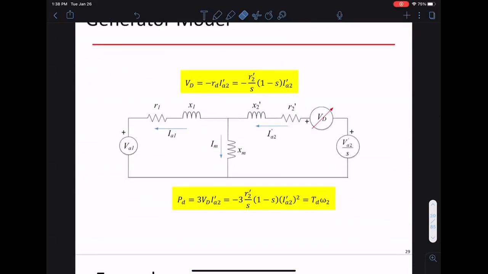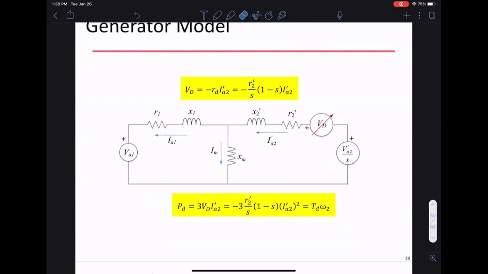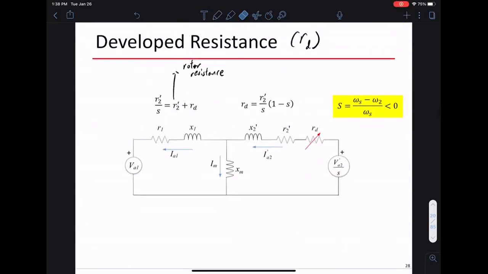So again, this is our generator model. For our generator model, RD is less than 0, so this is a negative resistance. Being a negative resistance is fine mathematically; you can still do all the calculations you want. But it's often more convenient to not think of it as a negative resistance, but to think of it as a voltage source.